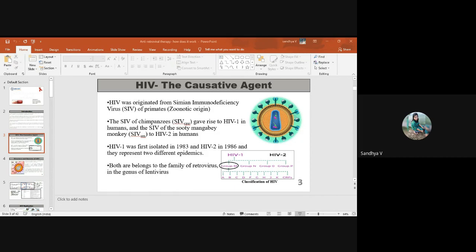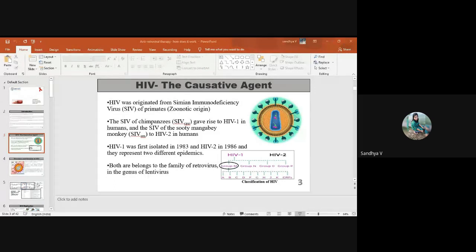Coming to the matrix proteins, P17 is the matrix protein and P24 is the capsid protein. Along with the single-stranded RNA, there are proteins like reverse transcriptase and integrase, which are essential for HIV to transcribe its RNA into DNA.